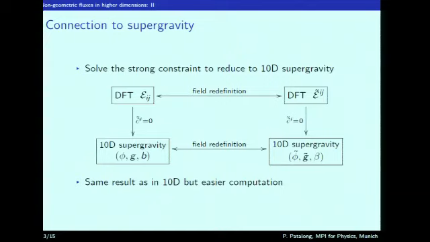And we have seen that performing a field redefinition there brings you to a supergravity formulation in terms of phi tilde, g tilde, beta. And the same thing we get if we take the double field theory action I just presented and do the same thing. We're setting all the d tilde derivatives to 0. So in a sense, we have obtained the same result in 10 dimensions, but going this detour over double field theory, having an easier computation and additionally some kind of geometric interpretation.